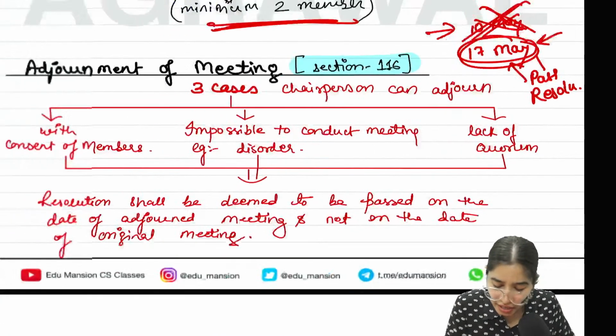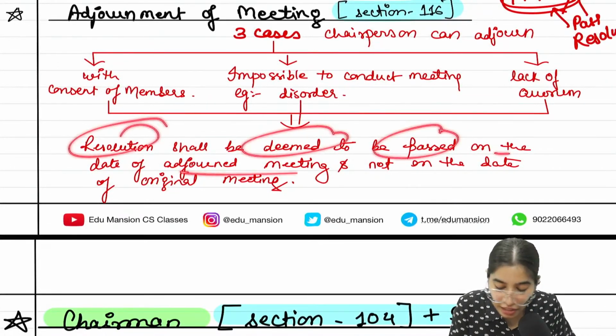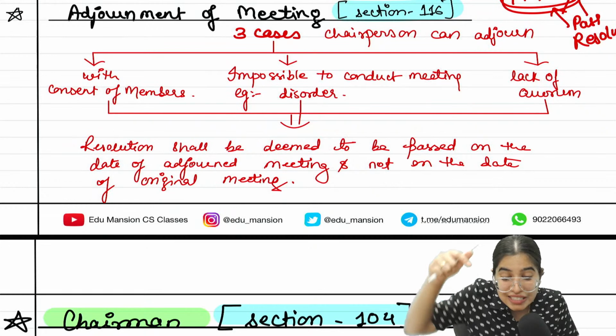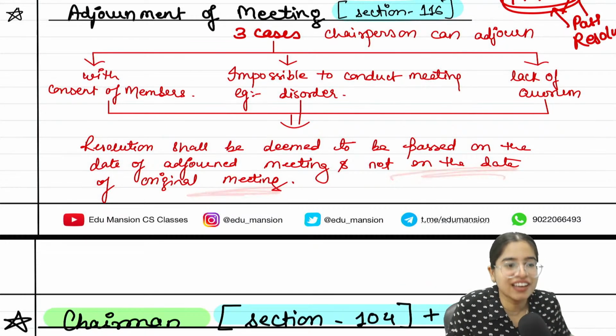Are you getting this point? The resolution will be deemed to be passed on the date of the adjourned meeting, meaning the date on which it is actually passed and not the date of the original meeting.